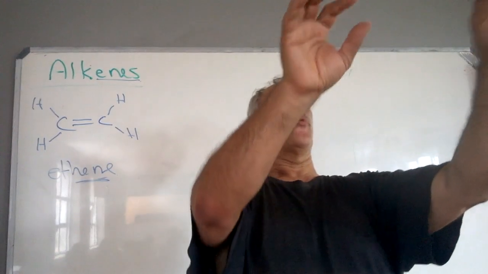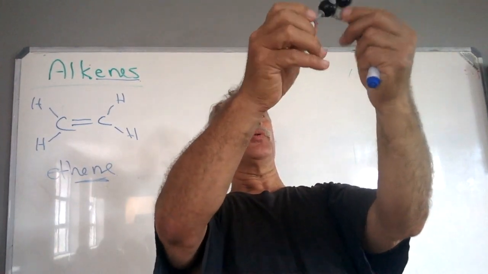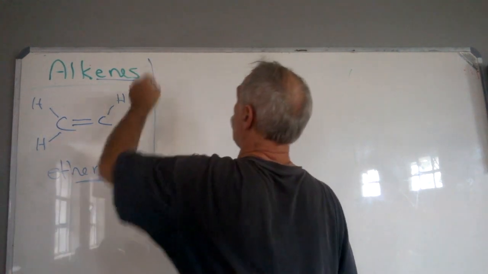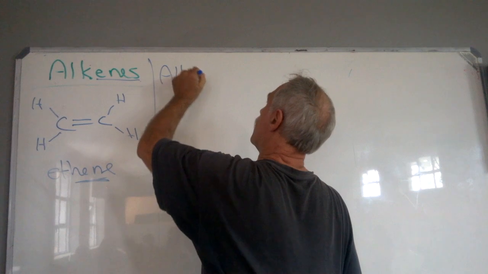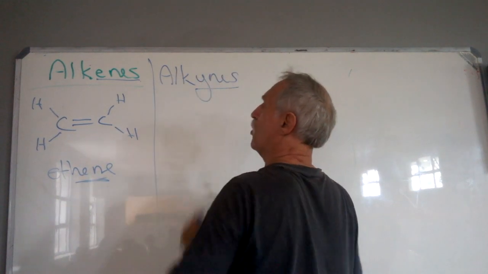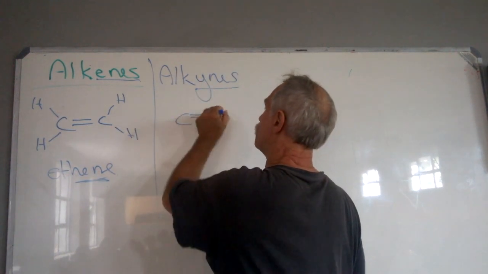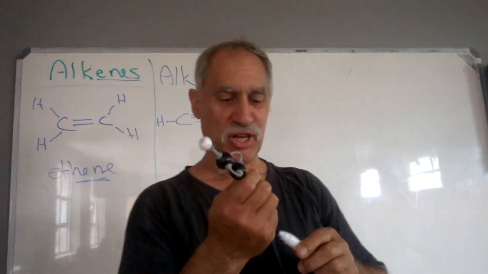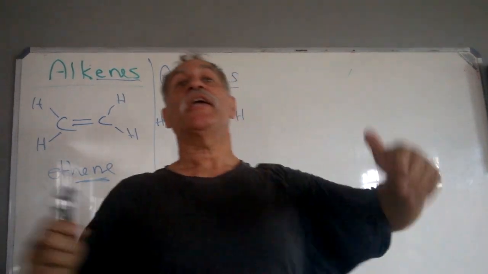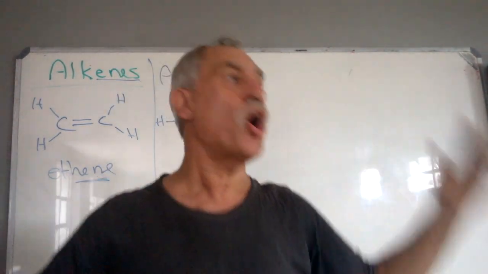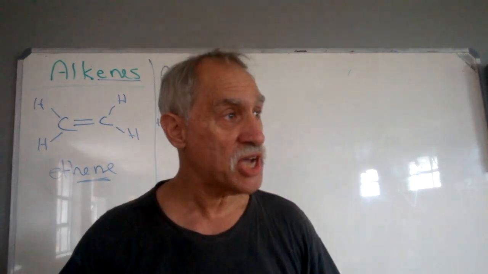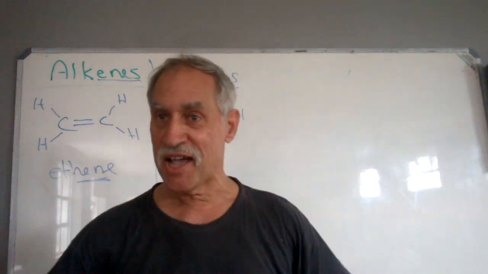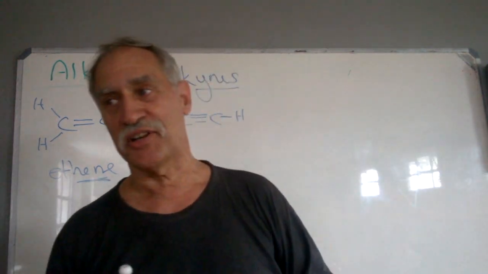Now look at that. What do you notice? 1, 2, 3 bonds. So this is what we call alkynes. And this is C, 1, 2, 3, H. So let's go. Ethyne, propyne, butyne, pentyne, hexyne, octyne. I think I might have got lost there.